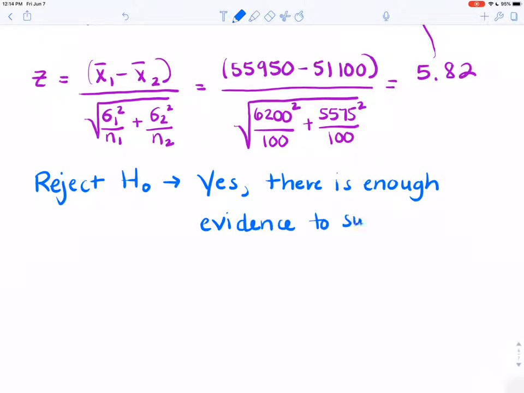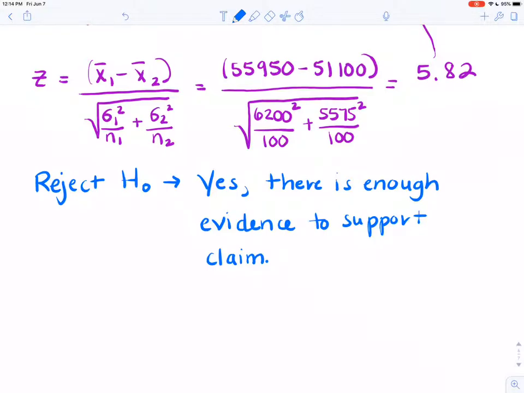to support. Another thing to remember is if your claim is in the alternative, you're always going to talk about whether or not you can support it. All right, and that's what we have here as a claim in the alternative. So yes, there is enough evidence to support that claim.